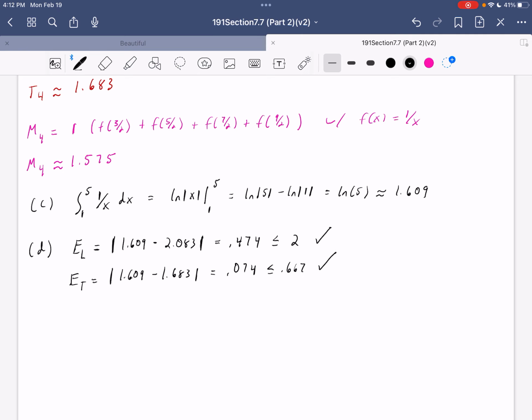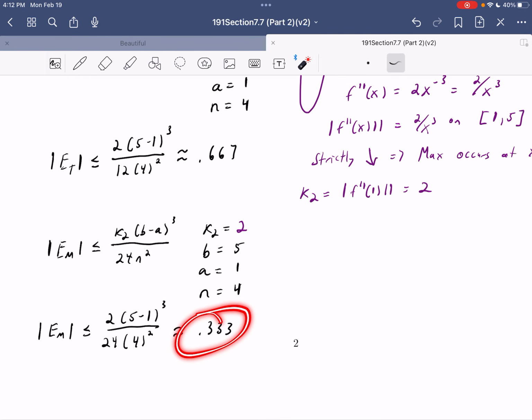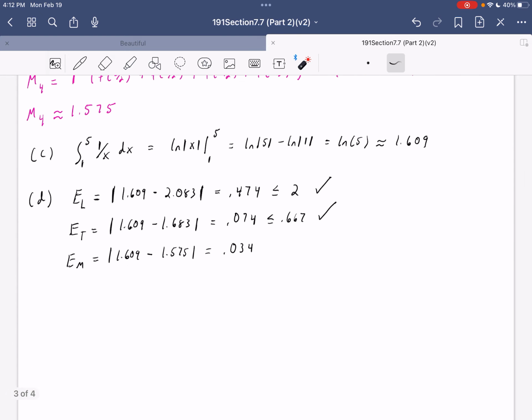Very nice. Last one, the actual error for the midpoint rule was 1.609, the value of the definite integral, minus the prediction, 1.575. If we do it, 1.609 minus 1.575, that came out as 0.034. And if we go back over here, it was supposed to make sure that it came in less than 0.3333, which it absolutely did. So that guy also made it in there.